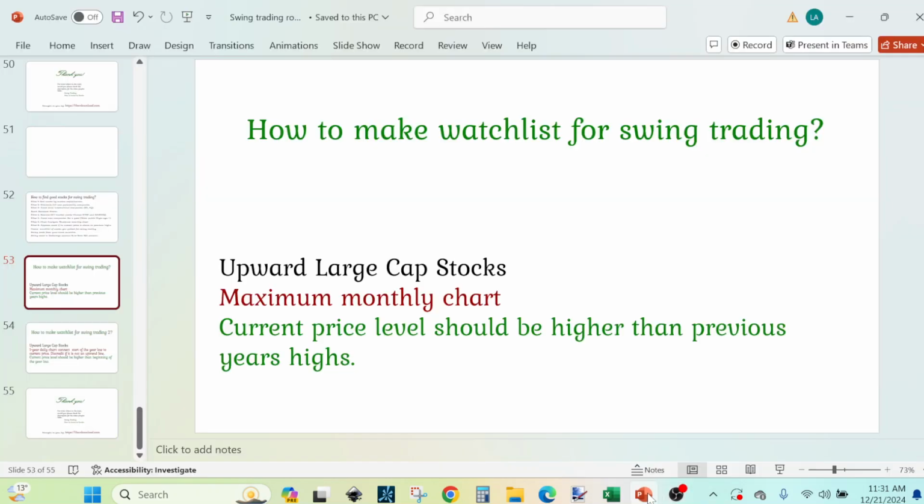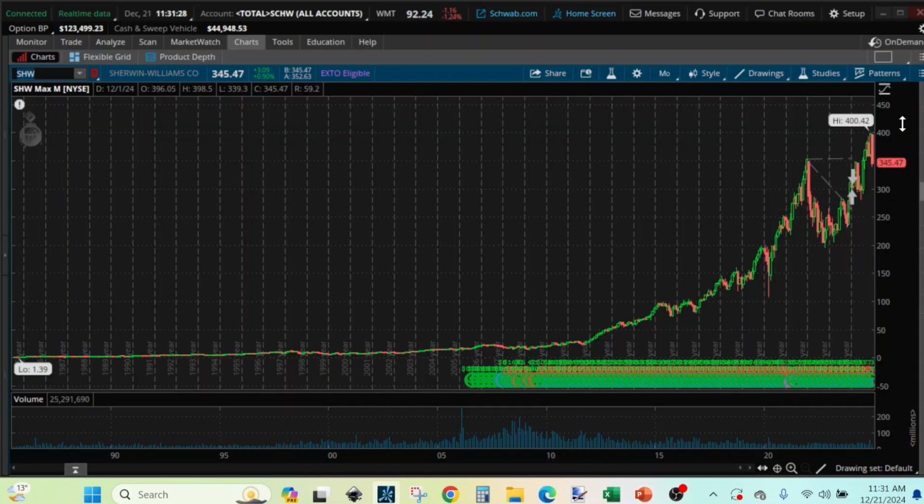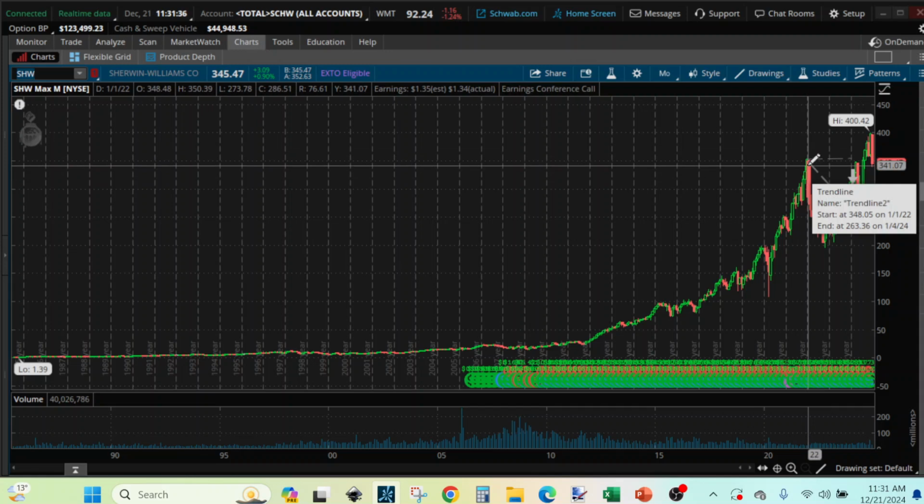Hello, how to make a watch list of stocks for swing trading. We are going through a long list of upward large cap stocks. We are using the maximum monthly chart to analyze them, to see the ones where the price is above multiple prior years' mountain peaks. They are the ones we are keeping in the list.